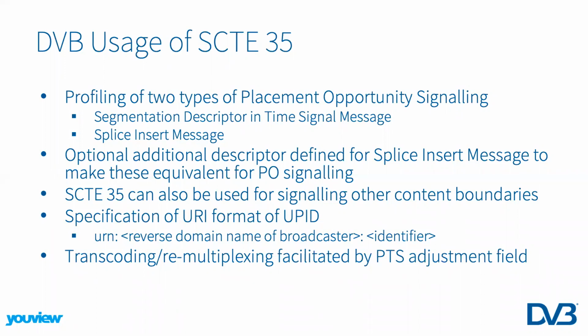Then the final point to note is that we recognize in transcoding operations that PTS values may need to change, will typically need to change for transcoding, and SCT35 message format helpfully has a PTS adjustment field in a fixed place close to the start of the message. So the DVB spec allows the use of that field, so the receive devices that are processing the SCT35 messages must take account of that PTS adjustment field when using the PTS values in the messages.